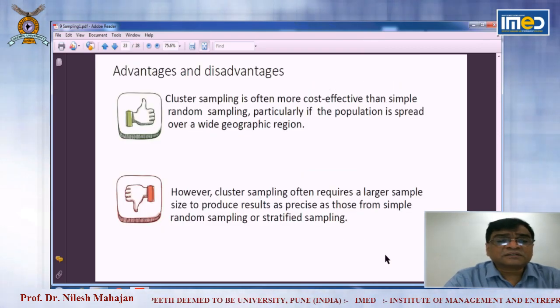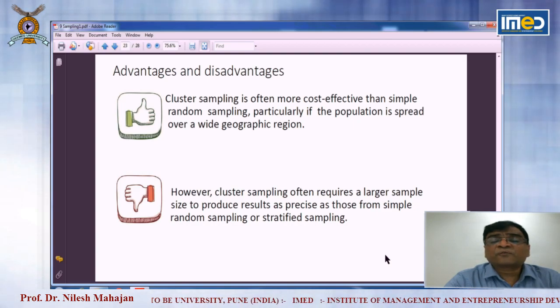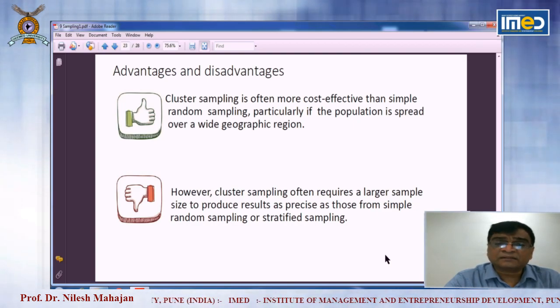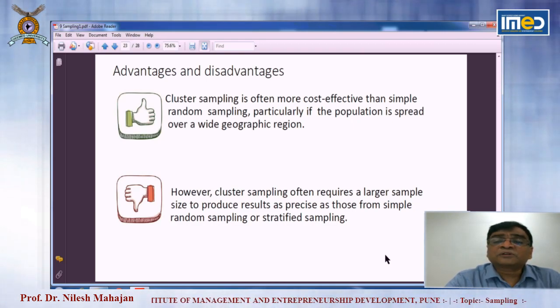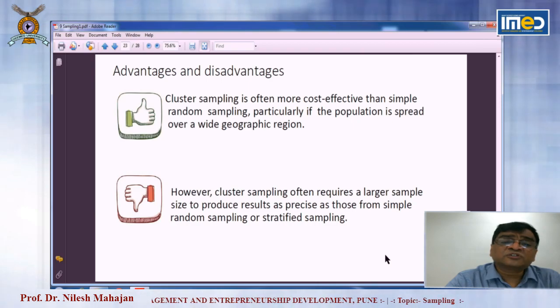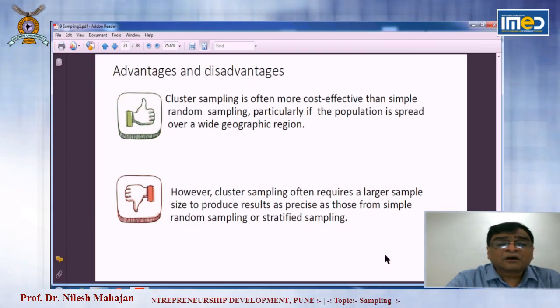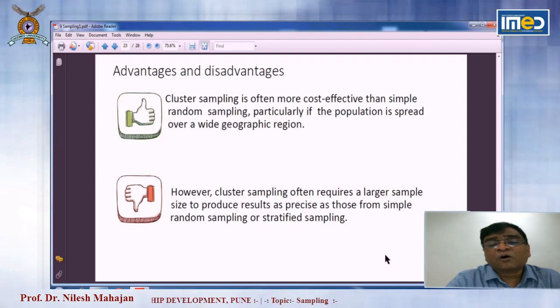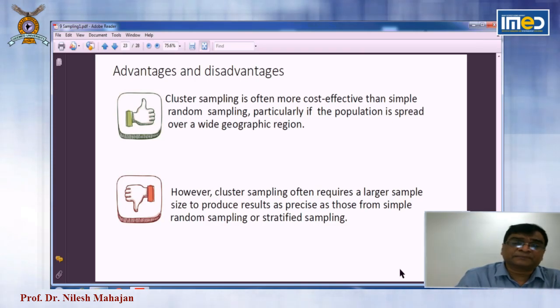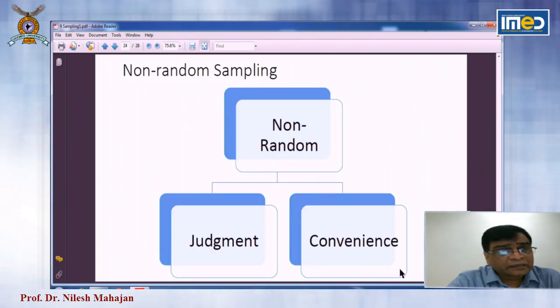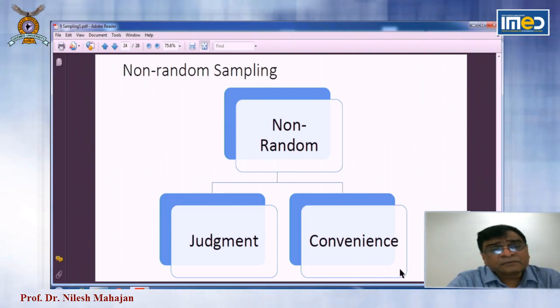So what is the advantage of this? Cluster sampling is often more cost effective than simple random sampling, particularly if the population is spread over a wide geographic region. However, cluster sampling often requires a large sample size to produce results as precise as those from simple random sampling or stratified sampling. So, here we discussed random sampling.